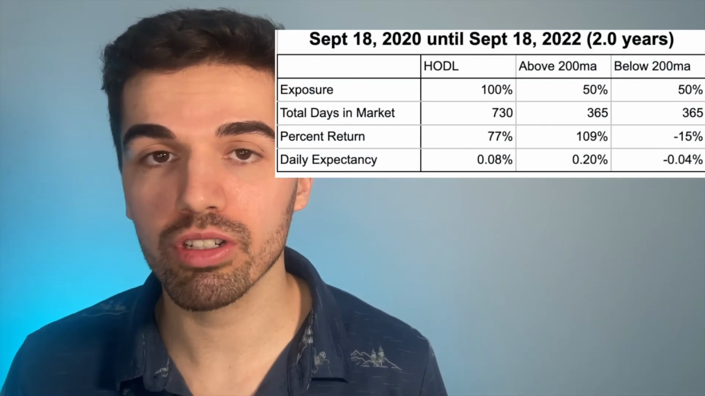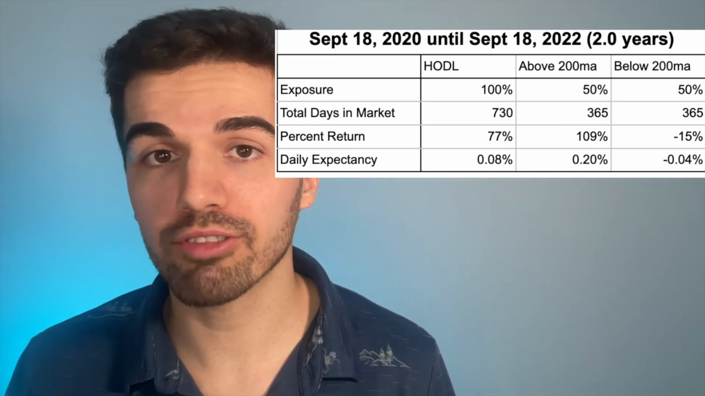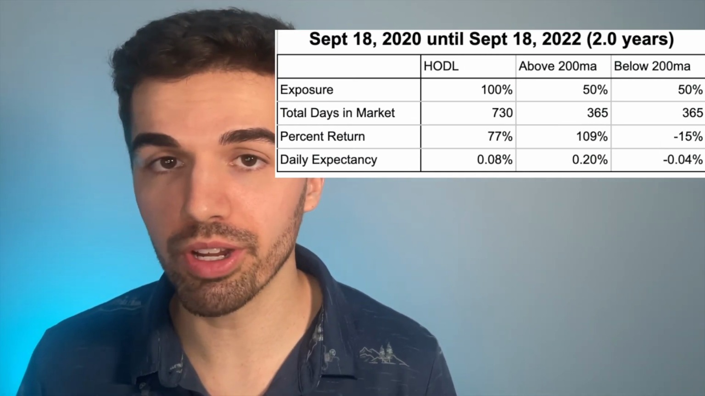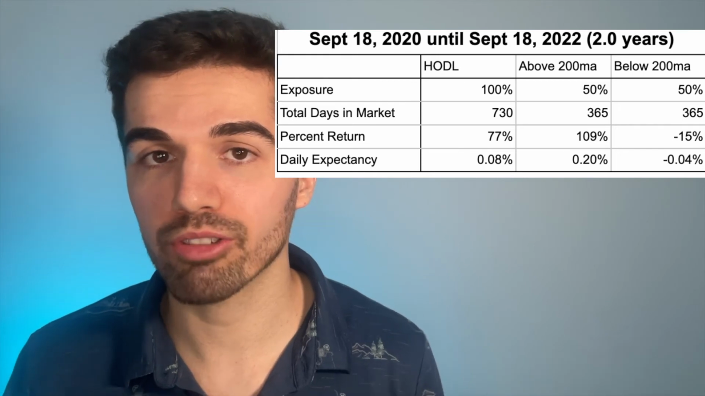Let's take this one step further. Let's take a look at the last 2 years, from September 2020 until September 2022. In this case, the percentage exposure above and below the 200-day SMA is similar to the last 5 years, where it's about 50-50.